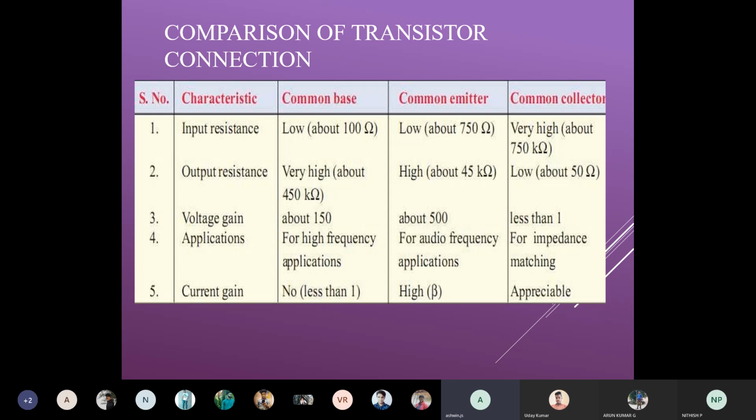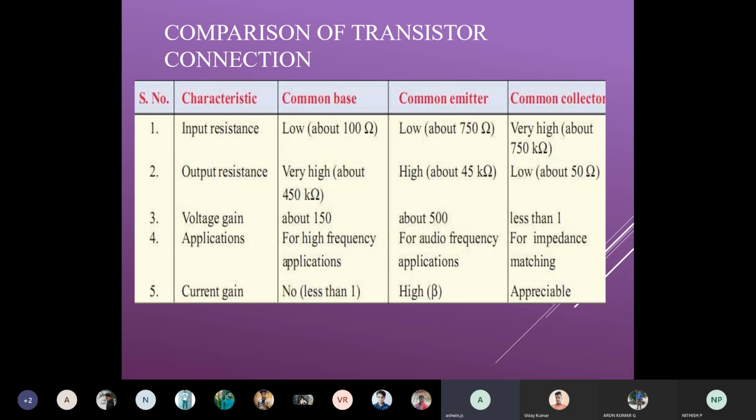Okay, and if you look at this common base and common emitter, surely there will be an emitter at the input side. So if you go for the first one, common base, I'm going to calculate the input between the base and the emitter. Okay, and if you go for the common emitter configuration, the emitter will be in ground, and I'm going to calculate the input from the base. So the base to emitter resistance is very less.